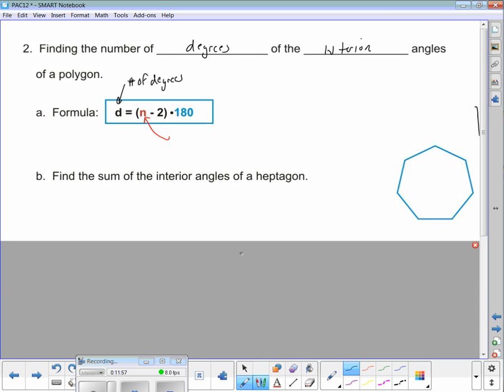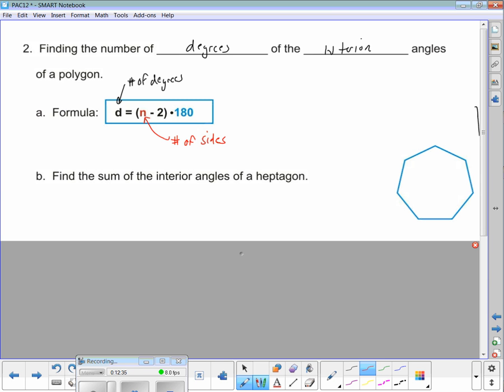Anybody have any idea what n would be? N? Ileana? It is the number of sides. Remember, polygons are classified by the number of sides, right? Let's do a real quick review. Shout out the answer if you know it. 4-sided. Quadrilateral. 7-sided. Heptagon. 9-sided. Nonagon.